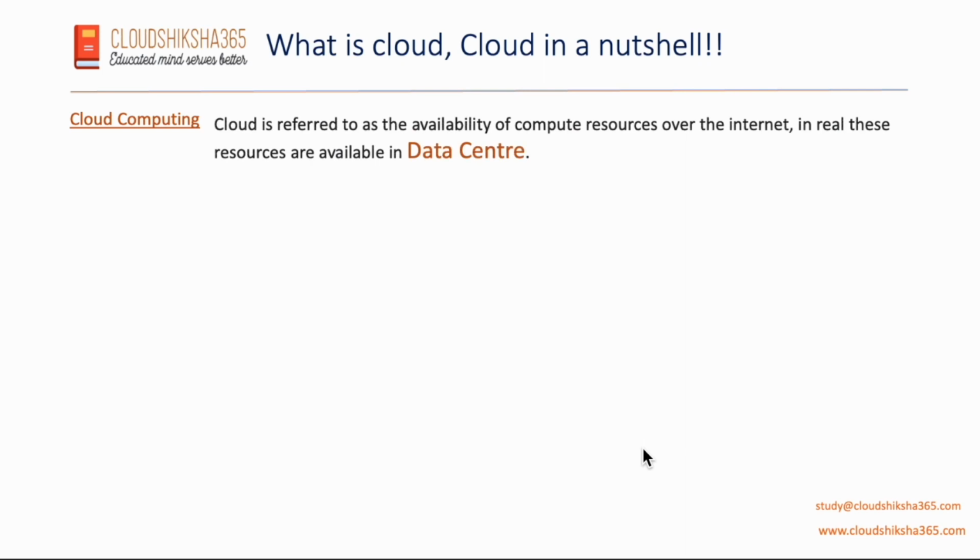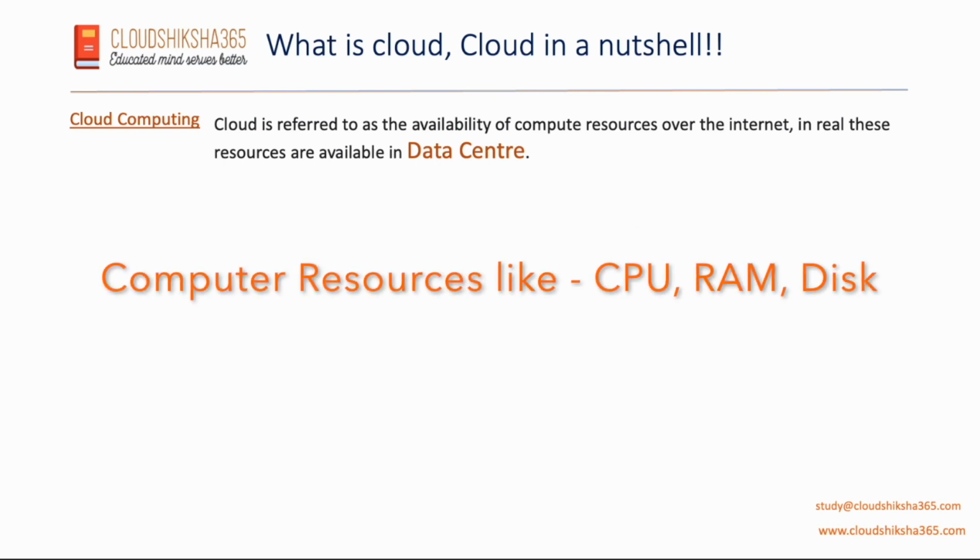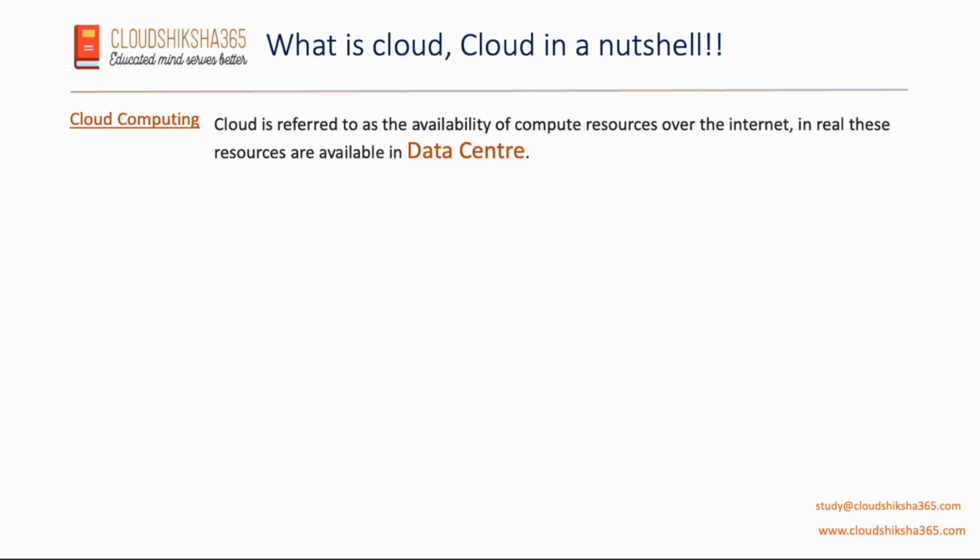When we talk about cloud computing, in a very simple way, I can say that it refers to the availability of compute resources. Compute resources here are like your computer, where you can run commands, play music, and run applications. Resources here are your CPU, your RAM, your disk, your storage. So it is the availability of those compute resources over the internet.